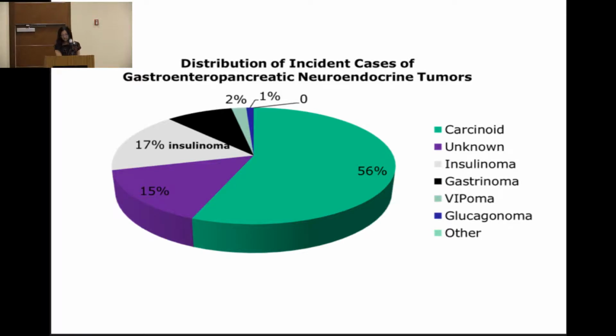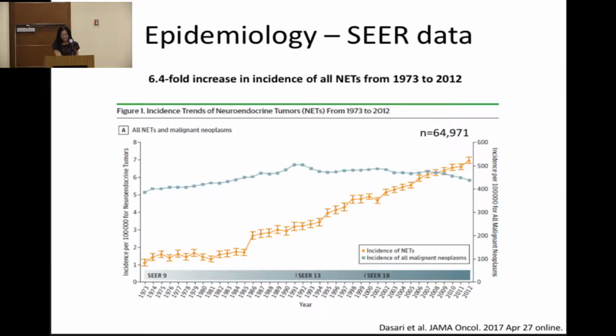This is the distribution of the various types of NETs. As you can see, carcinoids are the most common, followed by unknown primary and a couple of others, PNET subtypes. This is a recently published analysis of the SEER database, including over 64,000 NET patients, any NET, from 1973 to 2012. As you can see, there has been an increase in incidence of NETs over time. The blue line illustrates the incidence of all other tumors, and this illustrates the incidence of all NETs in the US. There has been a 6.4-fold increase in incidence.